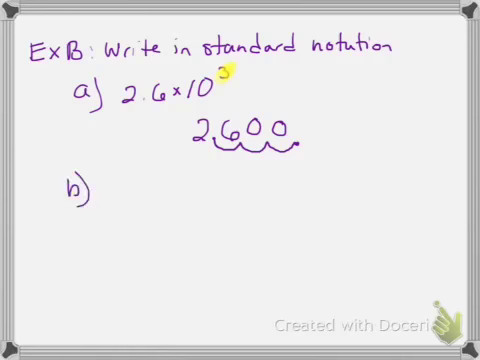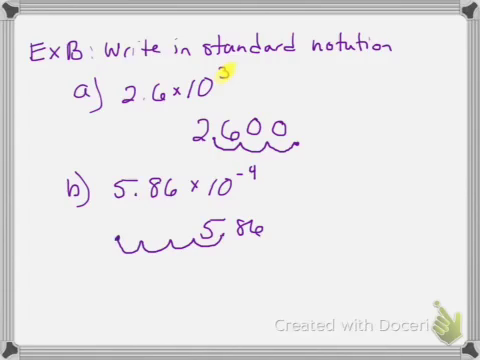So let's do another one. So let's do 5.86 times 10 to the negative 4th power. So I write my 5.86 down. And it's a negative power this time, so I need to move it to the left because my number needs to get smaller. So I move it 1, 2, 3, 4, and I fill in my zeros, and voila, 0.000586 is the number in standard form.